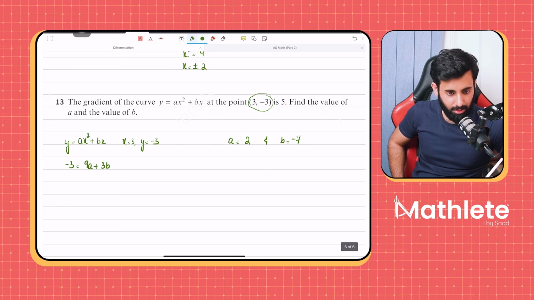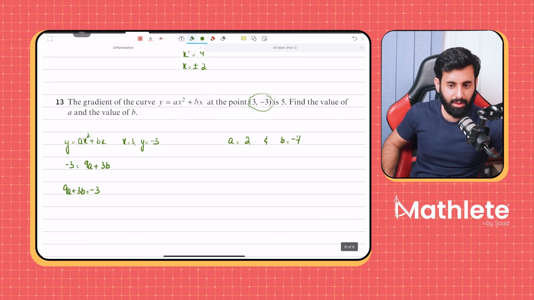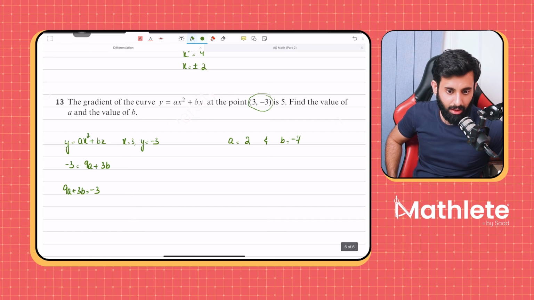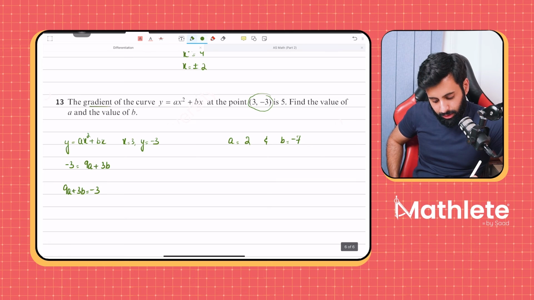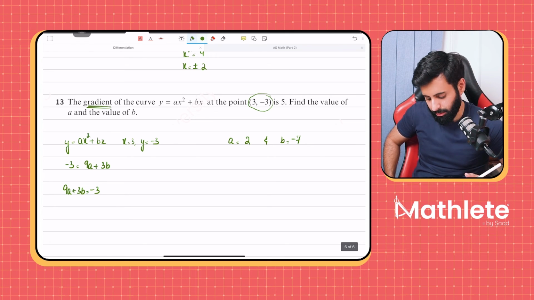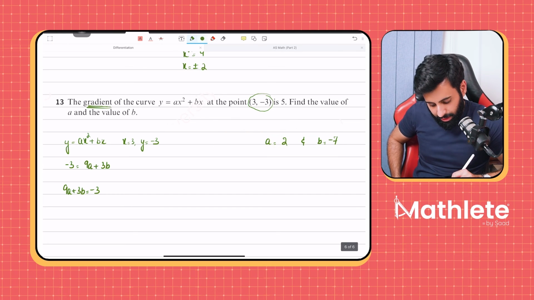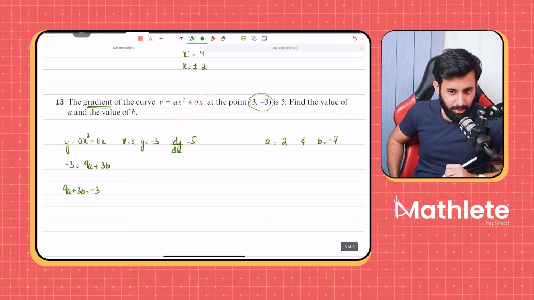9a plus 3b equals negative 3. Let me write it nicely. 9a plus 3b, which is equal to negative 3. All right, and this is one equation. Then if you think about it, if you read the question carefully, you are also given the gradient. Okay, you can differentiate it first, Fatma, nothing to worry about. You're also given the gradient. So what is that? That is your dy by dx, which is equal to 5.